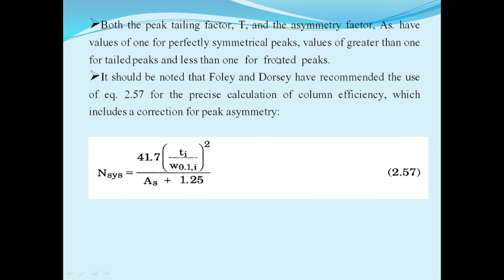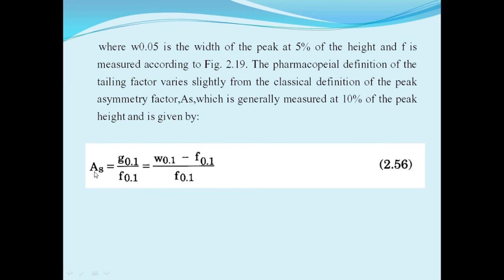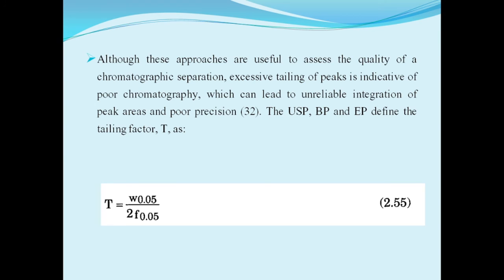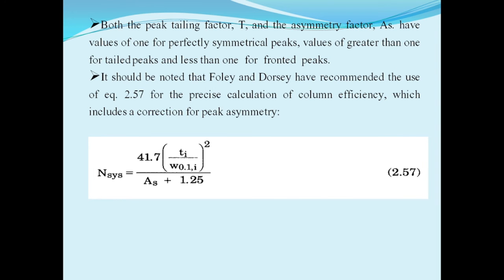Both the peak tailing factor capital T and the asymmetry factor AS have values of 1 for perfectly symmetrical peaks, values of greater than 1 for tailing peaks, and less than 1 for fronted peaks.